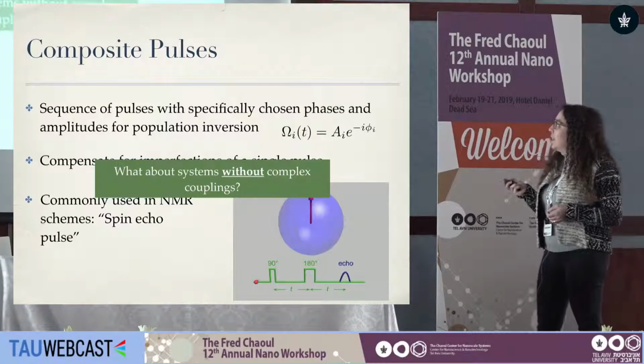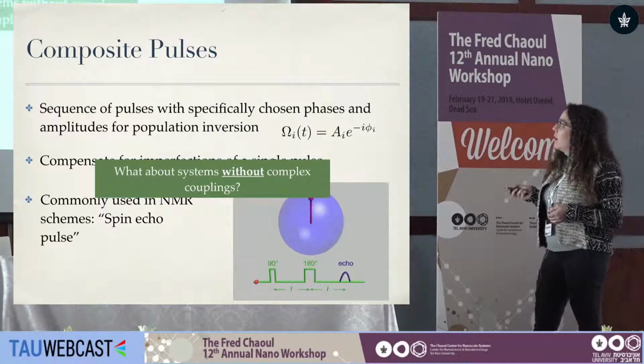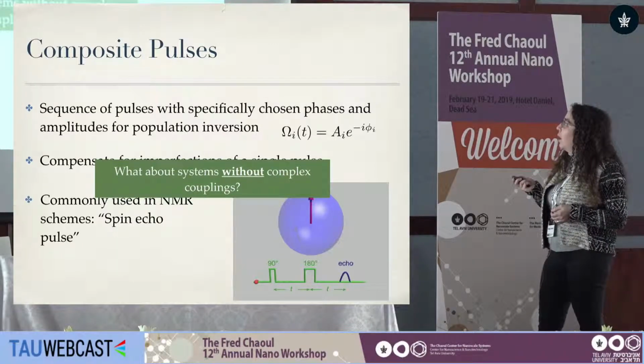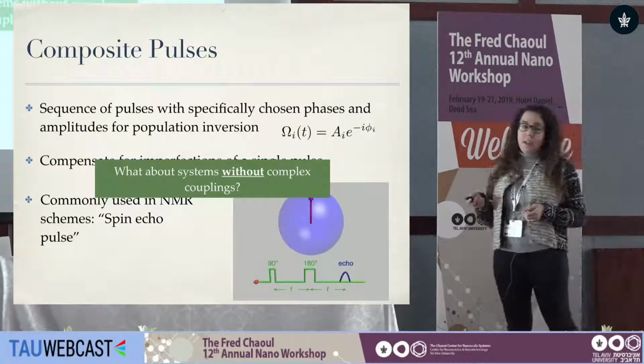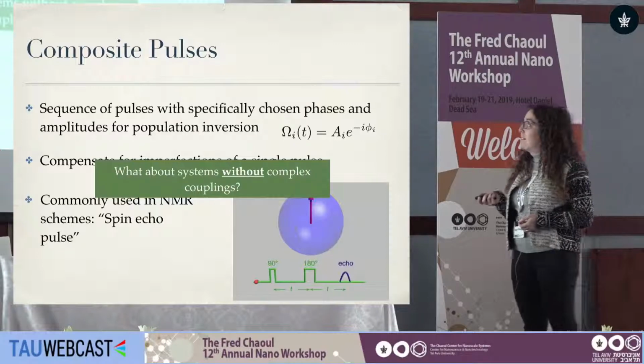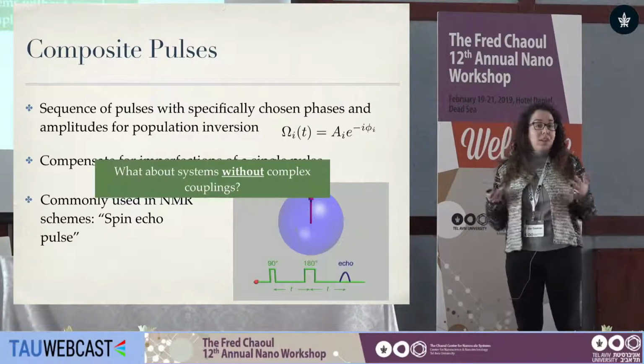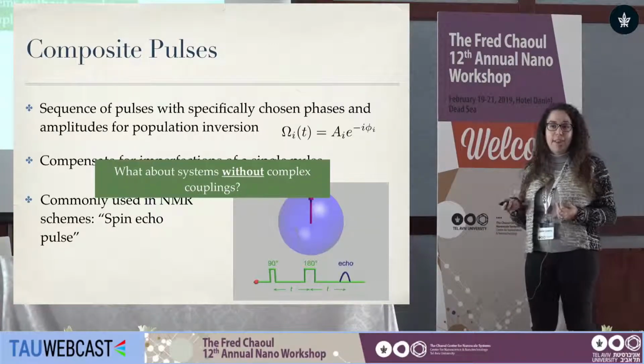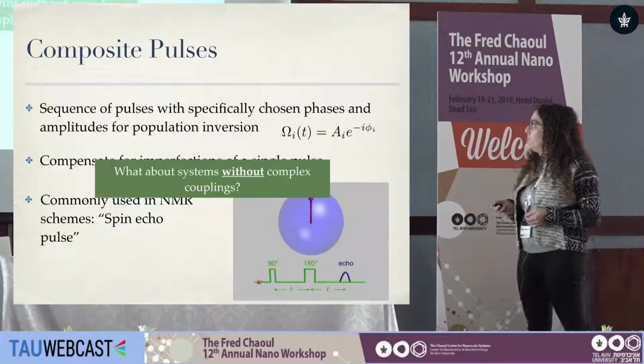But what you can see here is that by using composite pulses, historically what you are controlling is the amplitude and the phase of your pulse or of your coupling. But what happens if I have a system that has nothing complex in it, if I don't have any phase that I can control?